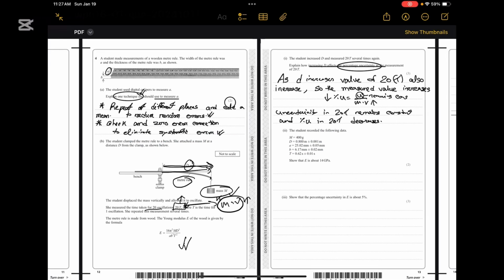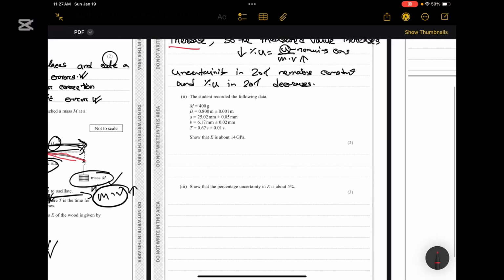Now you might have a question: why, as d increases, does t increase? We know the formula, time period is equal to 2 pi into root over L by g. So as the L increases, the time period also increases. That's why as d increases, the 20t also increases. This length is the distance of the meter rule from the clamp. That's why we have used this formula right here. Okay, now let's move forward to the next question.